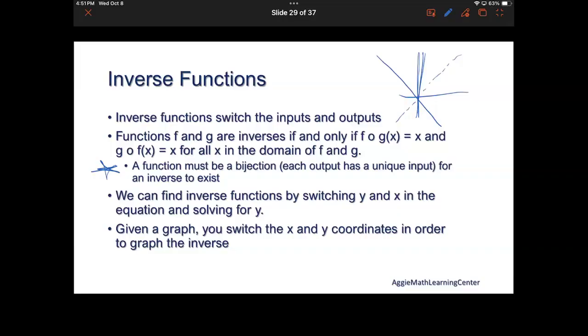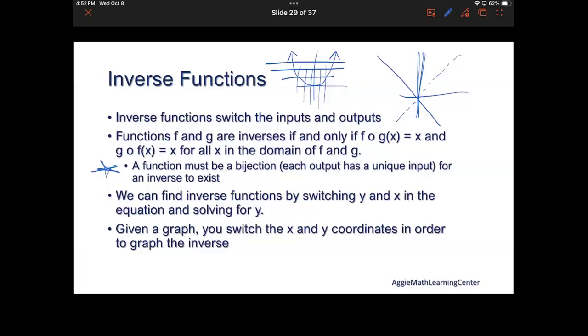So meaning, a function must be a bijection, or in other words, every output has a unique input. Like the function y is equal to x squared is a function because every input has one and only one output, but it is not a bijection. Each output does not have a unique input, because each output has exactly two inputs, because those horizontal lines I just drew hit the graph in two places instead of just one. That's also sometimes called the horizontal line test.